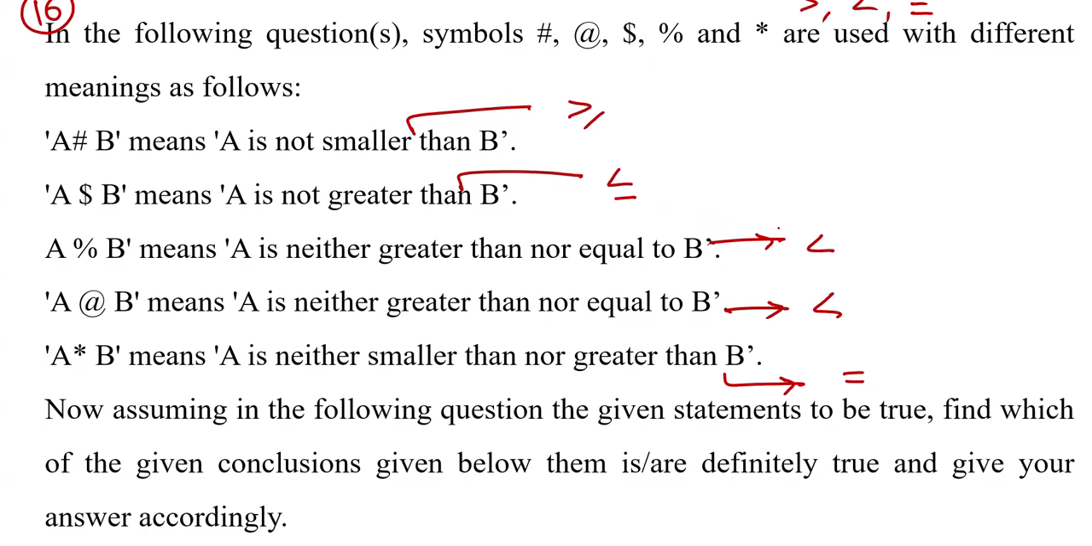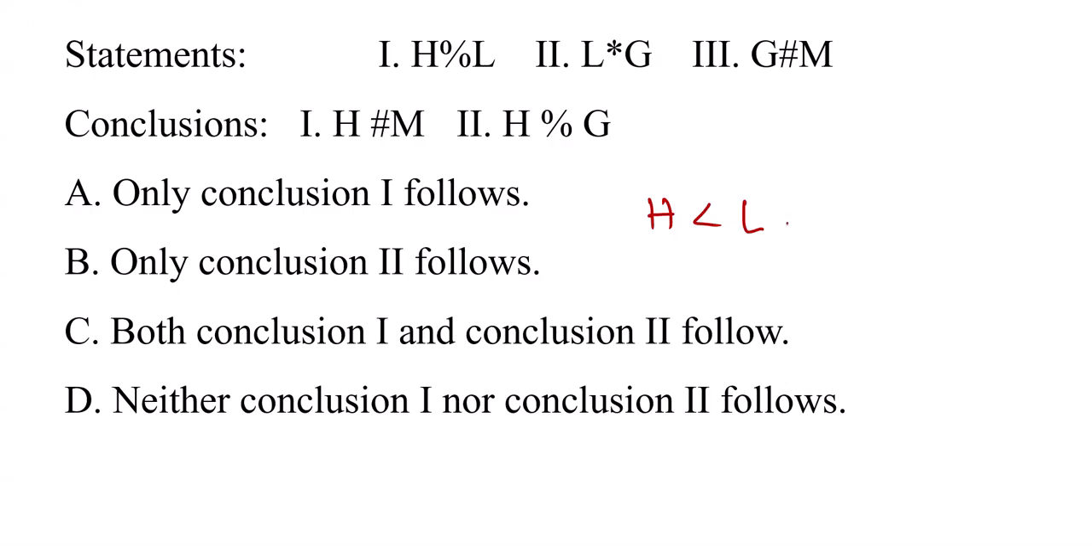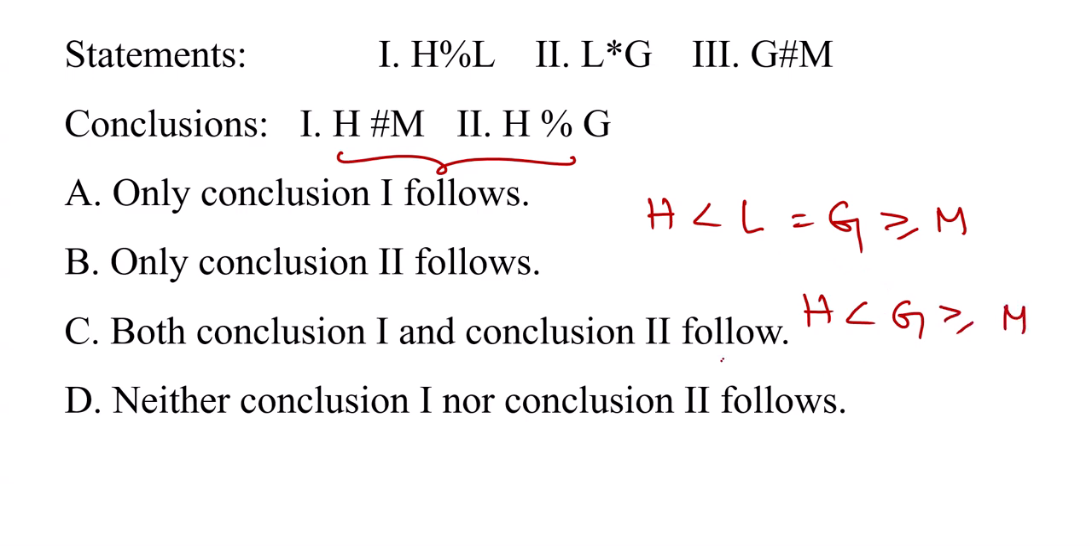Star is equal, okay, now equal only. Hash is either greater than or equal to M. Now in conclusion L is not at all involved. Instead of L and G both are equal, I can keep G as it is. This is the scenario. Now percentage is less than, right? So second conclusion, H less than G is correct. First conclusion, there is no common symbol between H and M. So H either greater than or equal to M is wrong.